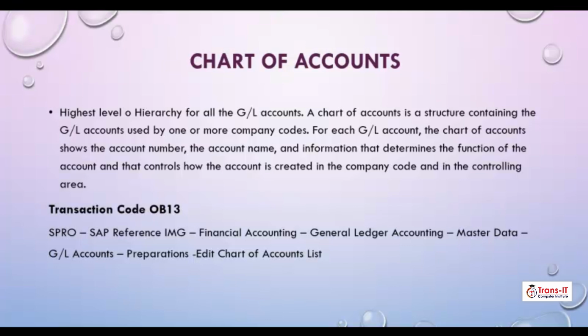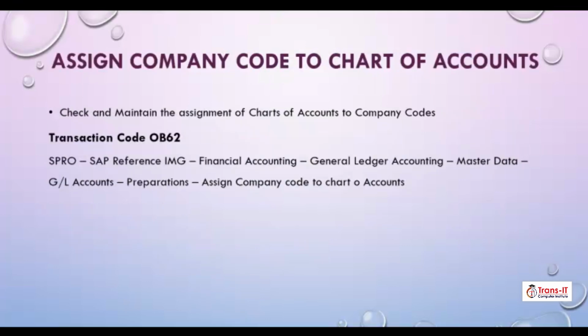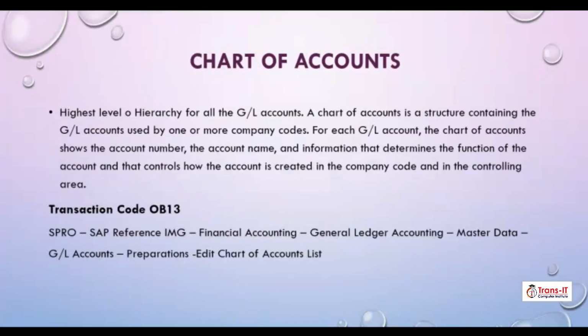So the transaction code for the chart of account is OB13, or we will go by path SPRO, Sub-Reference Implementation Guide, Financial Accounting, General Ledger Accounting, Master Data, GL Accounts, Preparations, Edit Chart of Account list. So we will see practically.